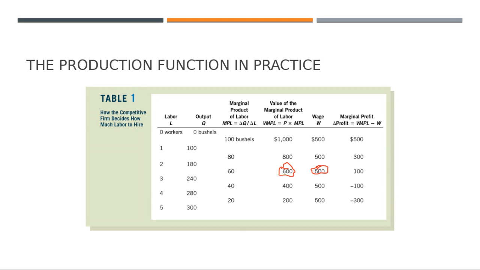However, in order to hire the fourth worker, what we find here is that the value of the marginal product of labor goes down to $400 versus their wage of $500. So in this example, the firm will hire 3 workers, and they won't hire the 4th and 5th worker, because hiring the 4th and 5th worker will actually lose the firm money.